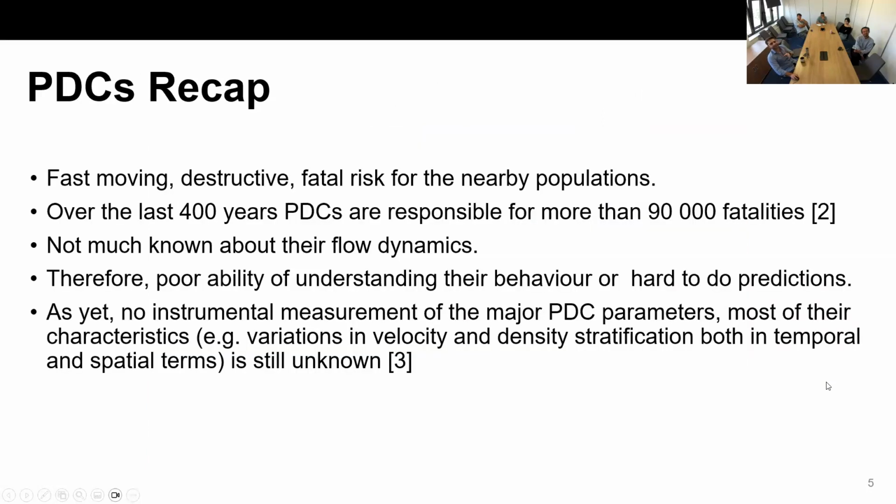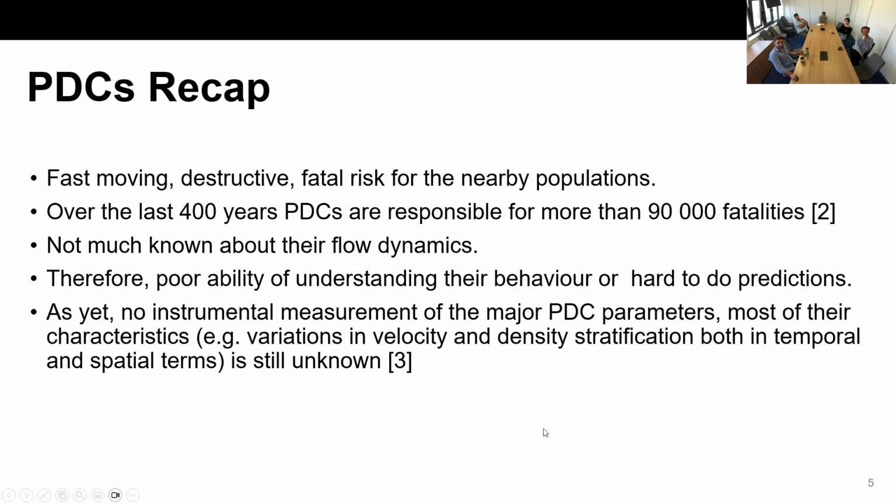Well, first, a recap of PDCs. They are fast-moving, destructive, and fatal outputs of volcanic eruptions, and they are accused of killing more than 90,000 people over the last 400 years. But the thing is, there's not much known about their flow dynamics, as yet there's no instrumental measurement of their major parameters, and that's why they are a bit unpredictable, because there is still no proper modeling provided.